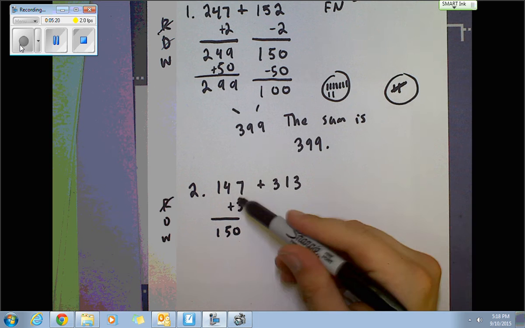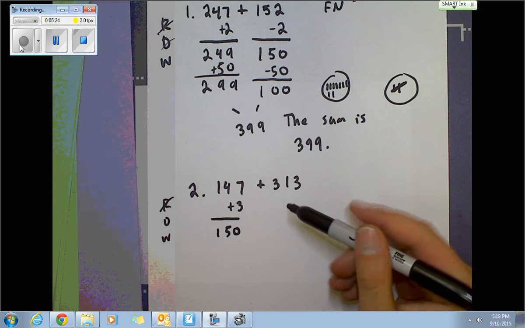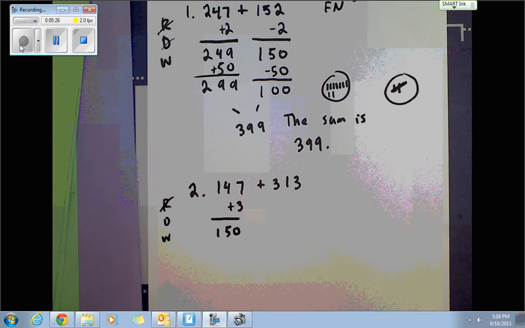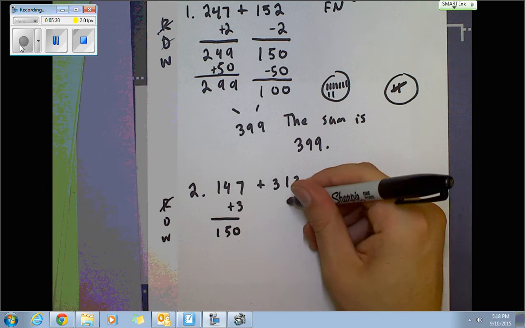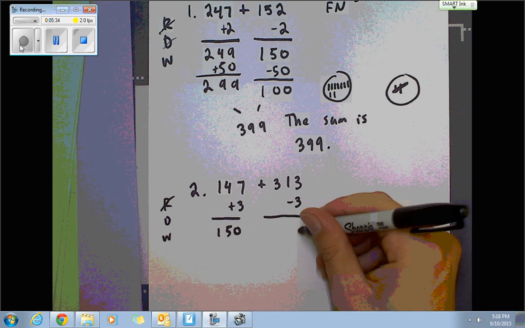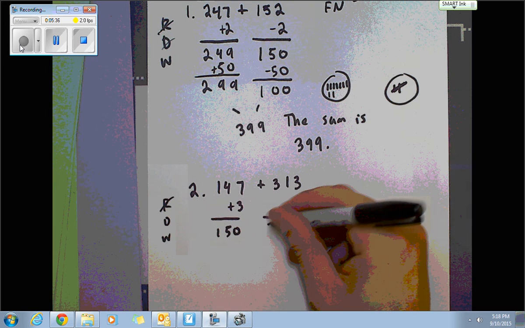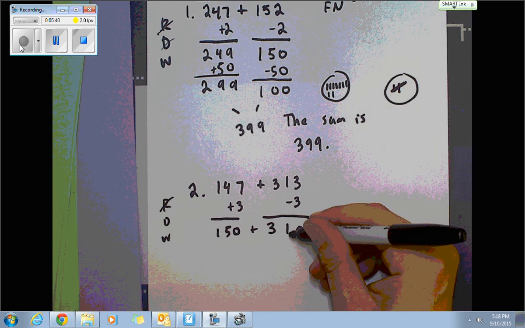Okay, since I'm increasing this one by 3, I need to reduce this one by 3 to balance it out. Since I'm adding 3 here, it's got to come from somewhere. It can't come from outer space. It has to come from the other addend. So on this side, I'm going to go ahead and subtract 3. So this will be 310 now. So my new addition problem is 150 plus 310.